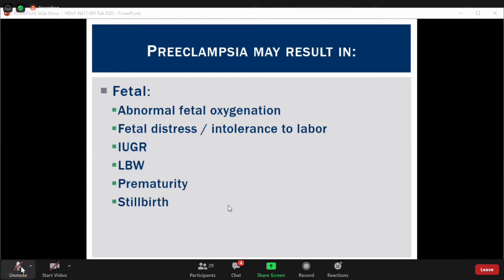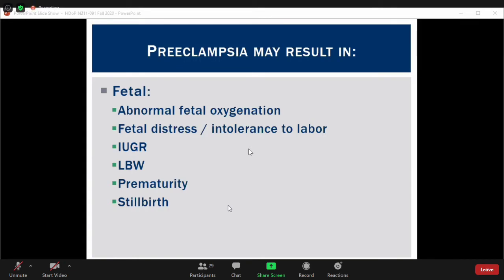IUGR, again, intrauterine growth restriction. Low birth weight babies. There is a difference between the two, and we'll talk about that. I think next week we're talking about high-risk newborns. I'll make that differentiation then. But basically, just remember a smaller baby, right? Vasoconstriction, less oxygen, less glucose, smaller baby.